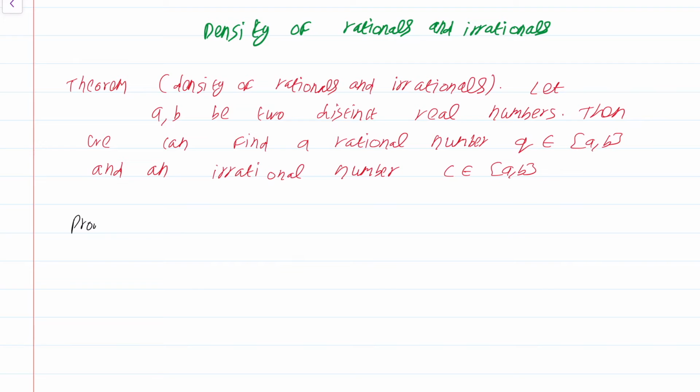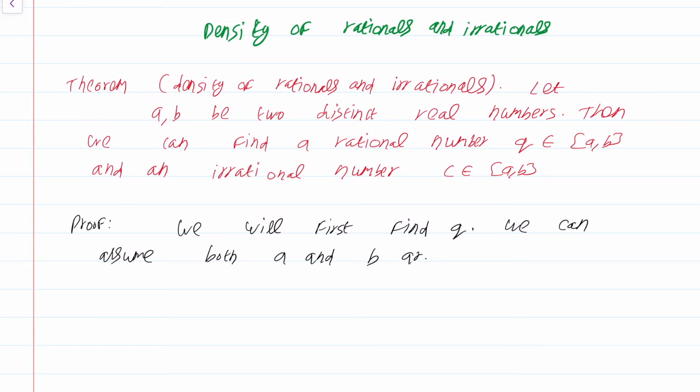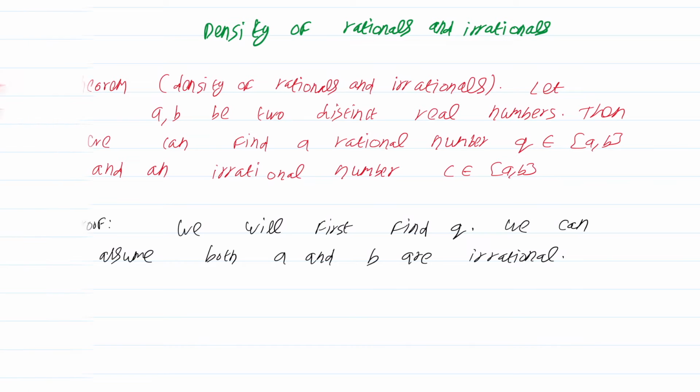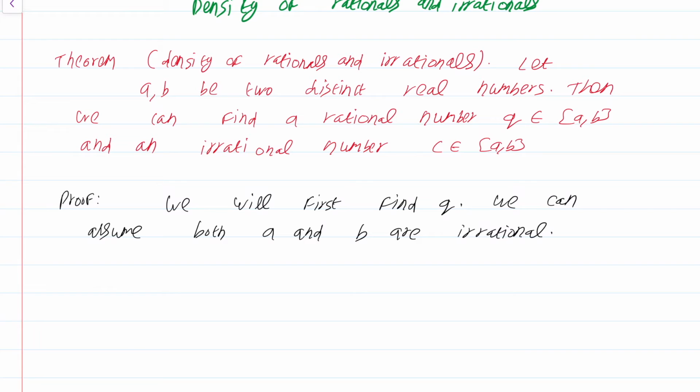Proof. Okay, we will first find q. Now we can assume both a and b are irrational. Please pause the video and think about why we can make this assumption. Hope you figured out that if either a or b is rational, then you can just choose that to be the required rational number q.